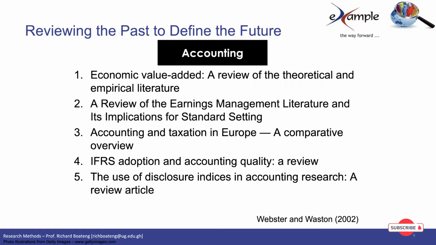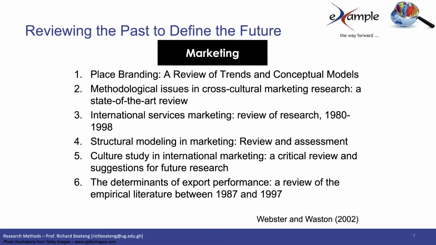A review of earnings management literature, its implication for standard setting. Okay, so now it's focusing on a particular area. Accounting and taxation in Europe, a comparative review. So I've also seen reviews limited by geographic location. I've done that before. IFRS, International Financial Reporting Standards, if I'm right, adoption and accounting quality, a review. The use of disclosure indices in accounting research, a review article. I'm just giving examples. There are more than this.